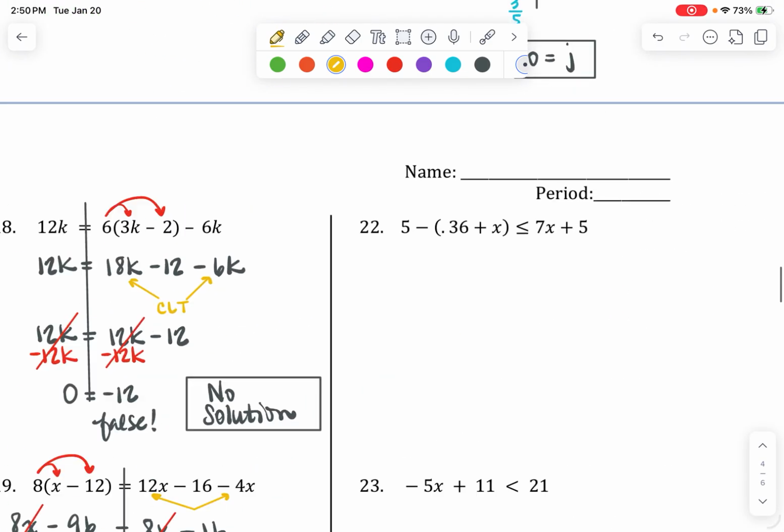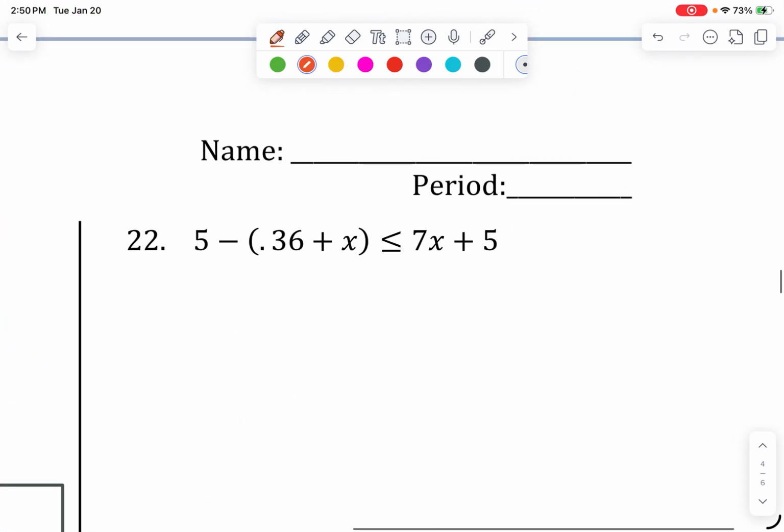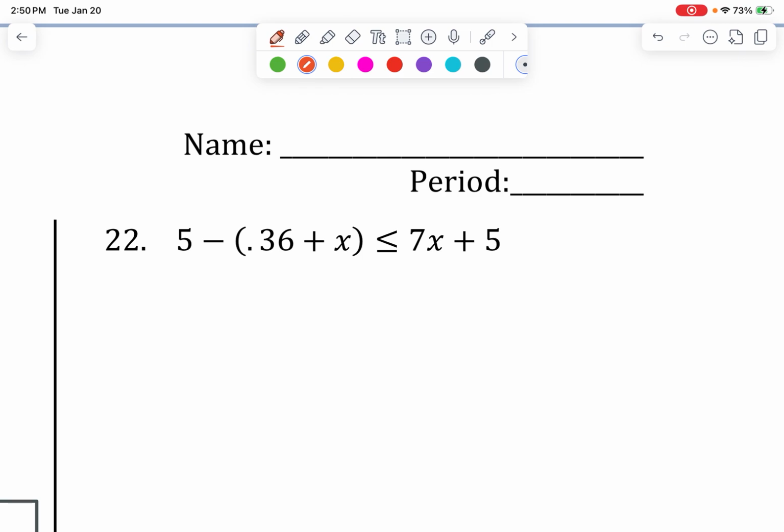All right, hopping up here, number 22. Be really careful on this one. A lot of people on the test, if they see a question that looks like this, they will take the 5 and distribute him, but that 5 is not directly attached to the parenthesis, right? That 5 is just hanging out in the front, and then this is a -1, right? The number has to be butted up right against that parenthesis. All right, so we're going to distribute a -1, in which case this is going to become -0.36 minus 1x.